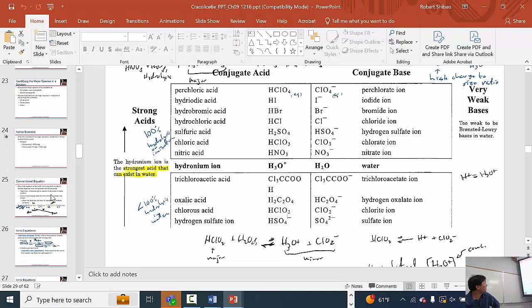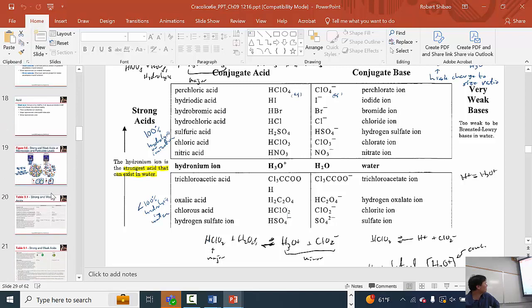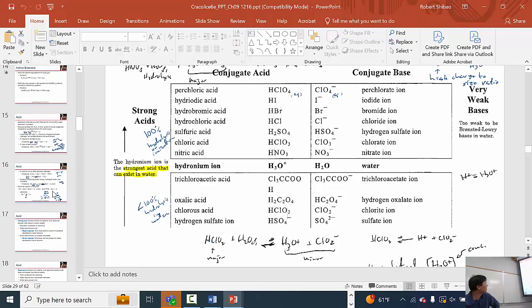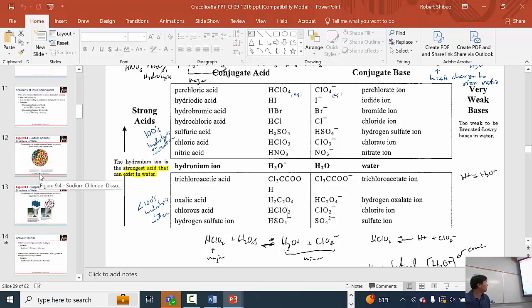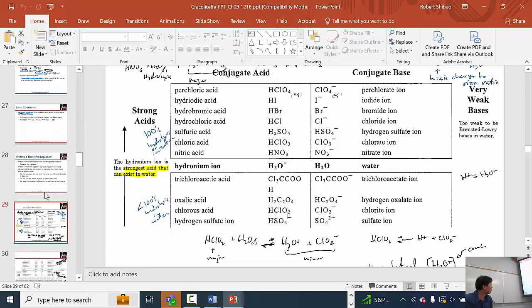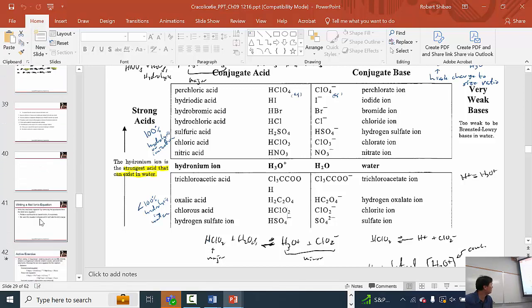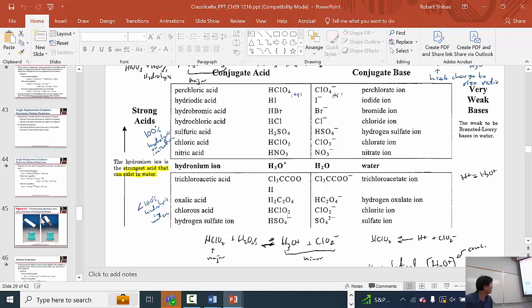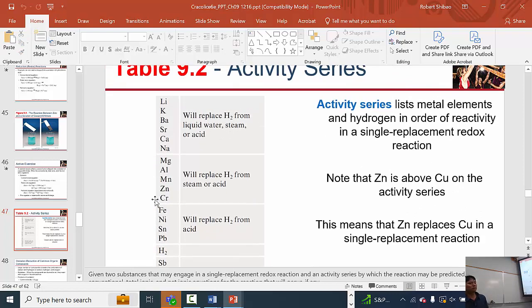Now, what about the activity series? Let's take a look at the activity series. Do they have it here for us? So we want to learn about the driving force for single replacement and redox reactions. We haven't talked about that many redox reactions yet. The activity series is not, oh, here it is. Maybe I'll just give you the activity series.